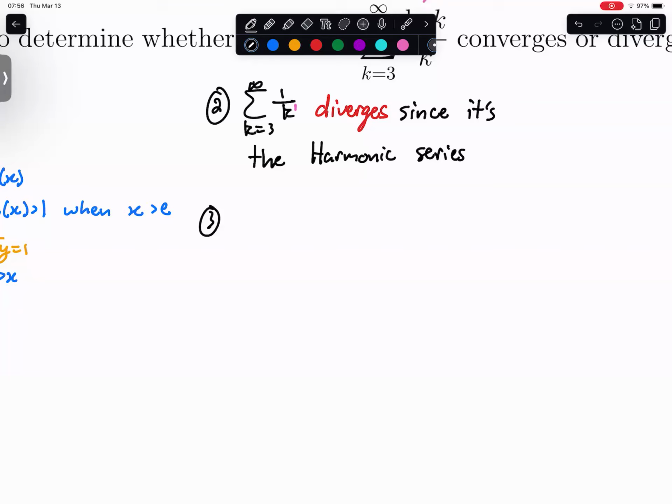So let's go ahead and split this up a bit. So again, with my scratch work, which I'll abbreviate as SW, because my series that I'm comparing with diverges, I want to show that for all k, 1 over k is less than or equal to the natural log of k over k. Okay.